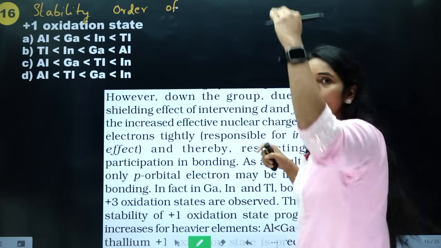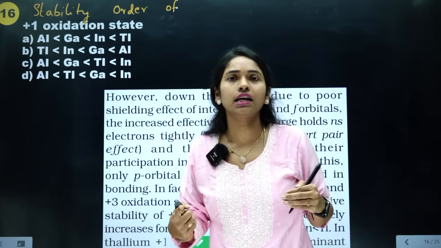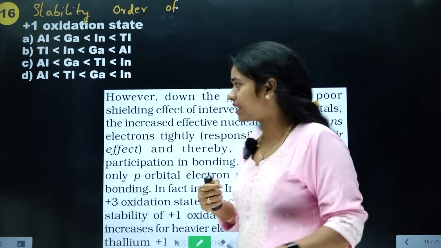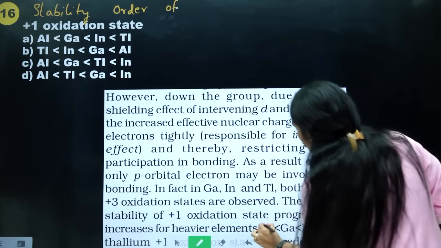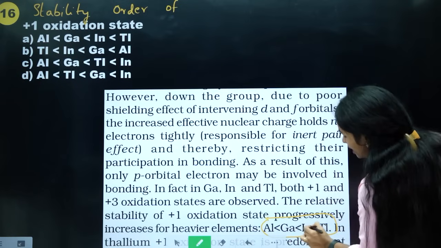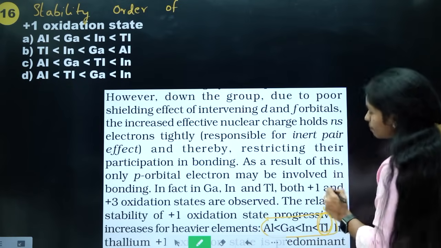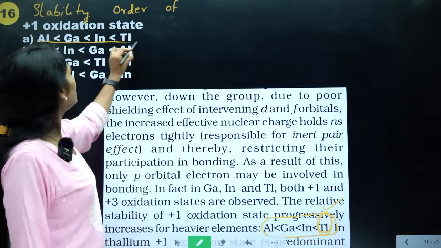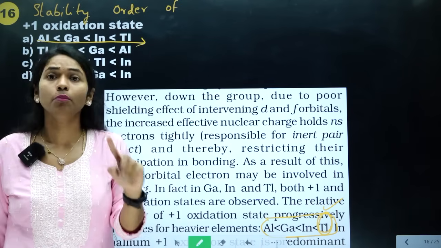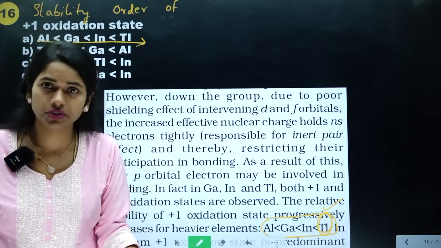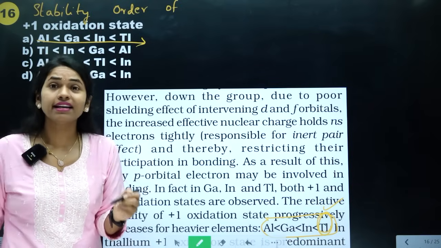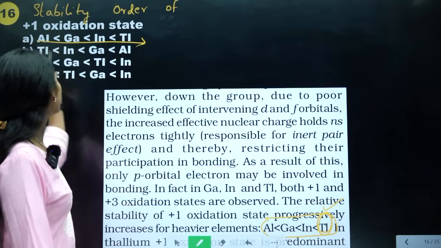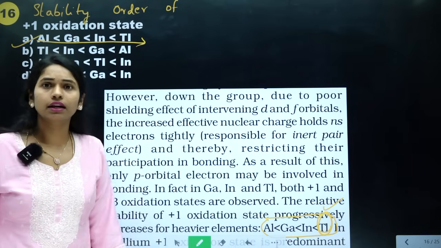I told you, top to bottom, +3 stability decreases and +1 stability increases. So which three elements show +1 more? Gallium, indium, thallium. In that, thallium shows +1 as more stable. So top to bottom, aluminium, gallium, indium, thallium, the stability of the +1 oxidation state increases due to the inert pair effect. So A is the correct answer.